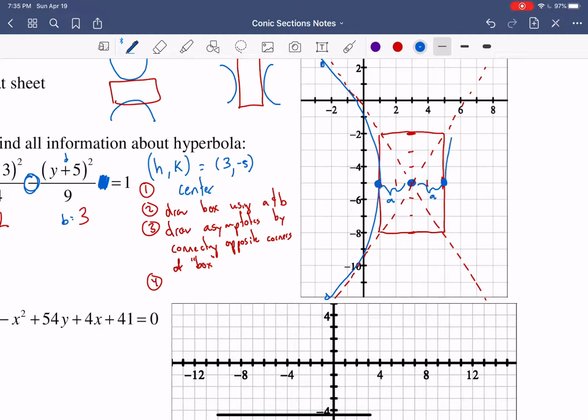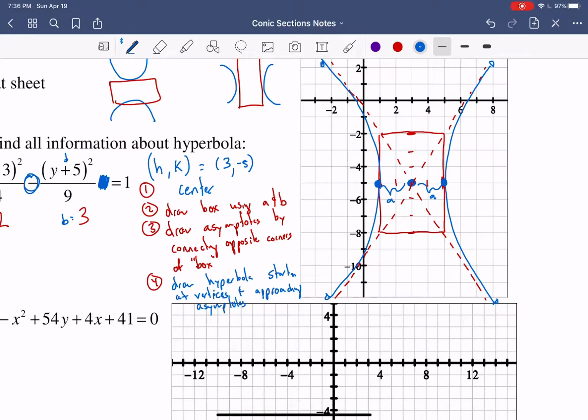We can start at the vertex, and then curve to the asymptote to try to form those 2 C's. Right, so step 4 was draw hyperbola starting at vertices, and approaching asymptotes.